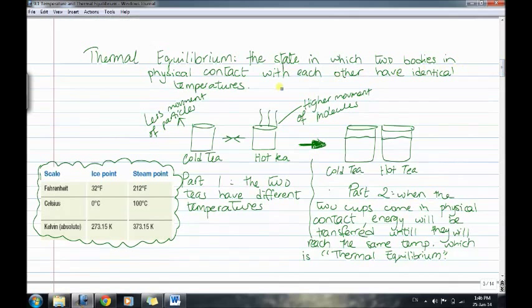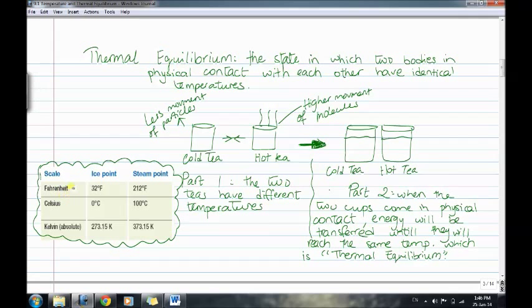Thermal equilibrium. Thermal equilibrium is the state in which two bodies in physical contact with each other have identical temperatures. Now, here we have cold tea and hot tea. Here there is less movement of particles. Here we have a higher movement of particles. So, in part one, the two teas have different temperatures. Now, when the two cups come in physical contact, the energy will be transferred. They will reach the same temperature, which is the thermal equilibrium.